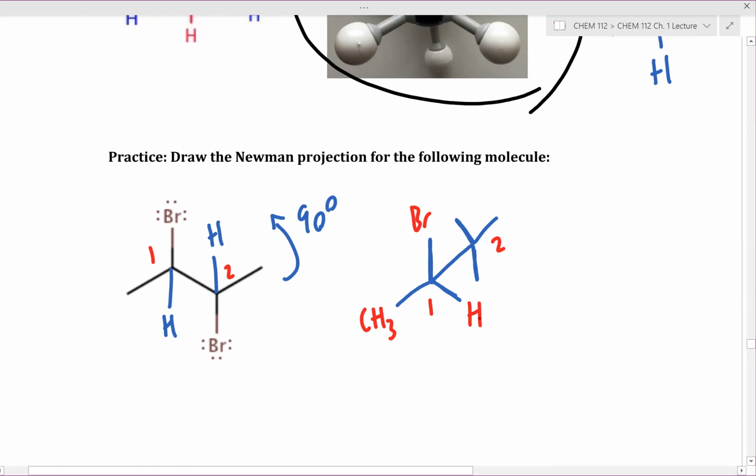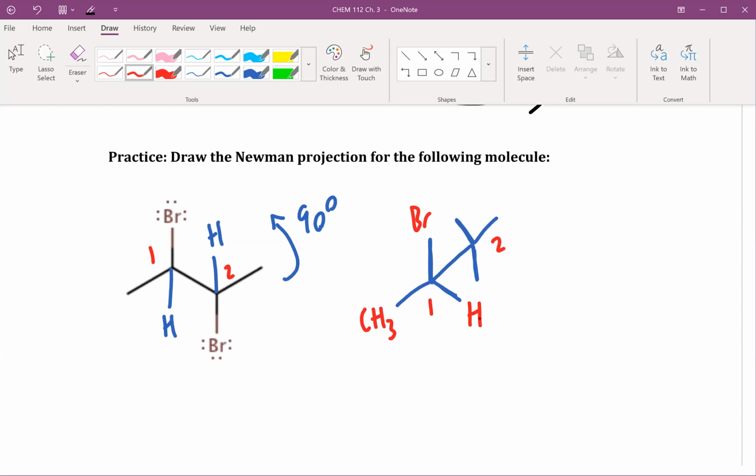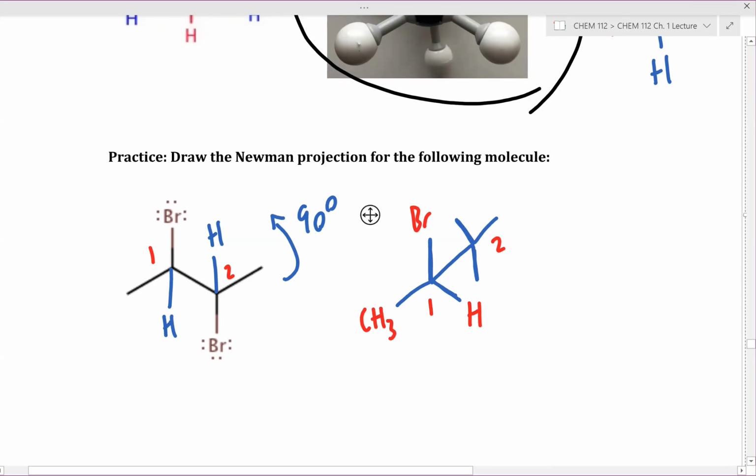So we have our front substituents. What are our 3 back substituents? What 3 substituents are attached to carbon 2, besides carbon 1, of course? Another bromine, exactly right. What else? A methyl. And what else? Hydrogen, exactly right. Perfect. So now we have our sawhorse-like arrangement.